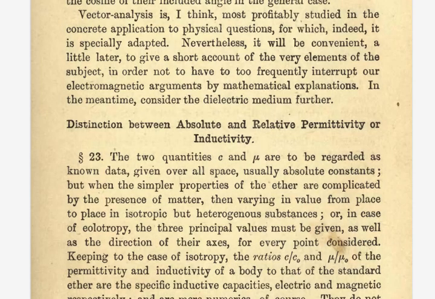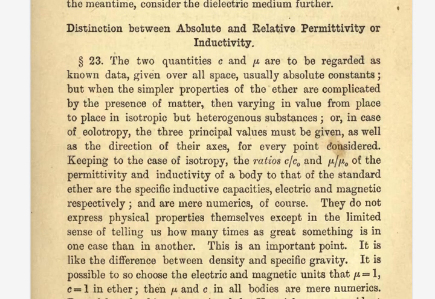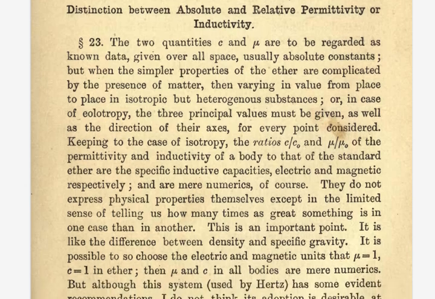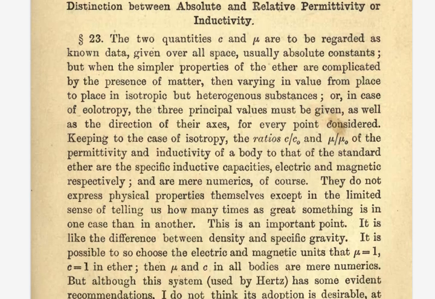Distinction between absolute and relative permittivity or inductivity. 23. The two quantities c and mu are to be regarded as known data, given over all space, usually absolute constants. But when the simpler properties of the ether are complicated by the presence of matter, then varying in value from place to place in isotropic but heterogeneous substances, or, in case of aeolotropy, the three principal values must be given, as well as the direction of their axes, for every point considered.